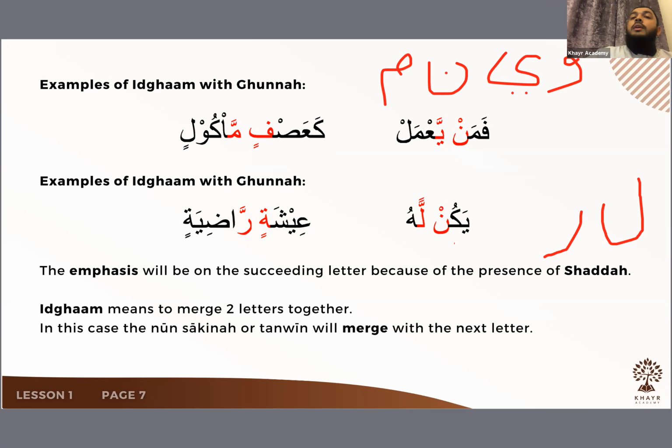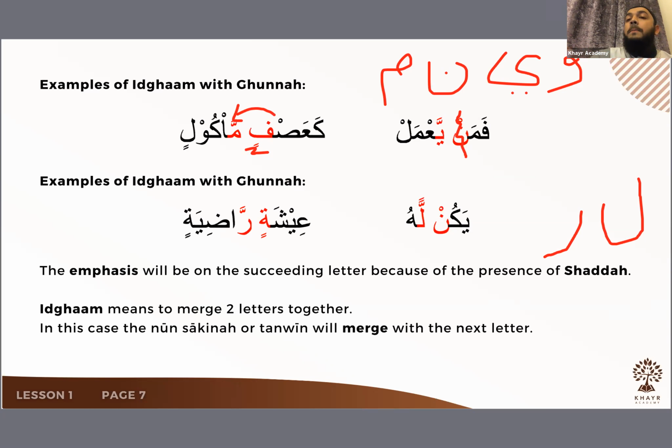Now with ghunna, فَمَنْ يَعْمَلْ, we did it before. We have to ignore this, and then we do ghunna. So we say فَمَنْ يَعْمَلْ. Is that clear? Same here. We ignore the tanween. We don't say ka'asfin ma'kul. We say ka'asfim. The tanween, the kasra catches this mim next. So instead of saying ka'asfin ma'kul, we say ka'asfim ma'kul.